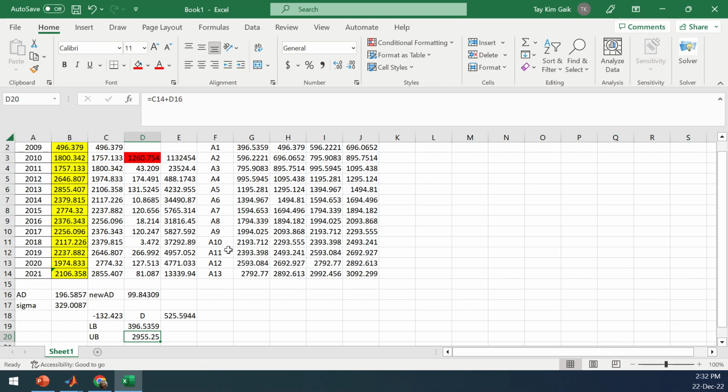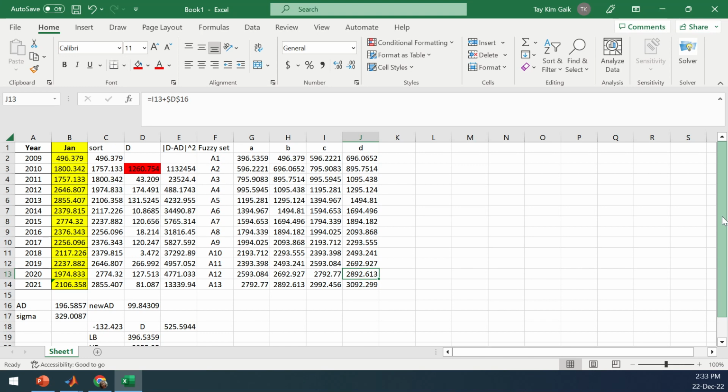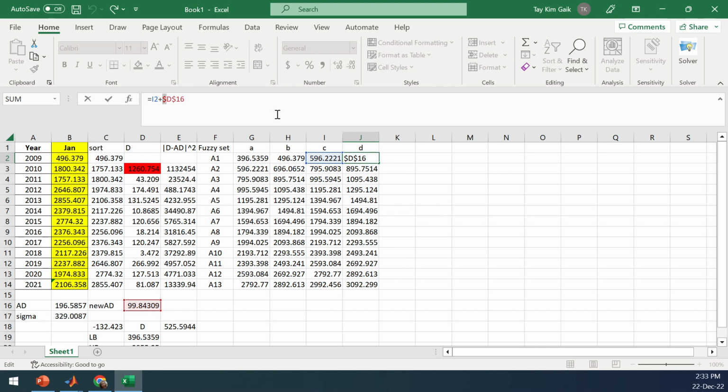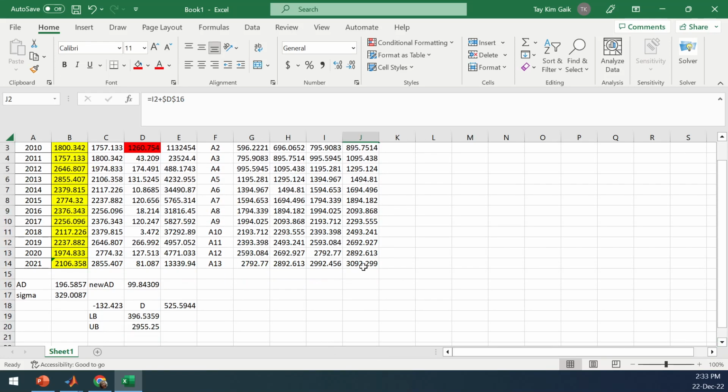2955.25. So you build the fuzzy set. Let me check the value. We build it until where's the 2955. So A13, A13, A13.